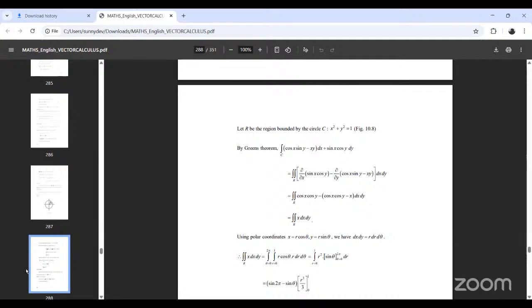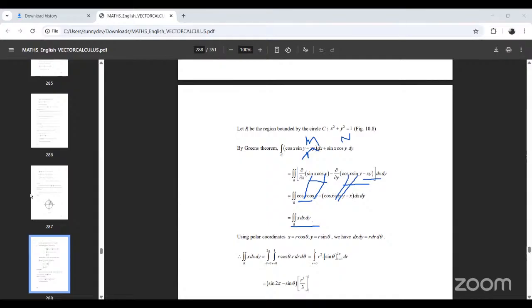the double integral of dou N by dou x minus dou M by dou y dx dy. Dou N by dou x is sin x cos y, minus dou M by dou y, which is cos x sin y minus xy. So this is cos x cos y: the derivative of sin x is cos x, and cos y is as it is. And dou by dou y means cos x is as it is, and the derivative of sin y is cos y. And for xy, it gives x. So that is x into dx dy.